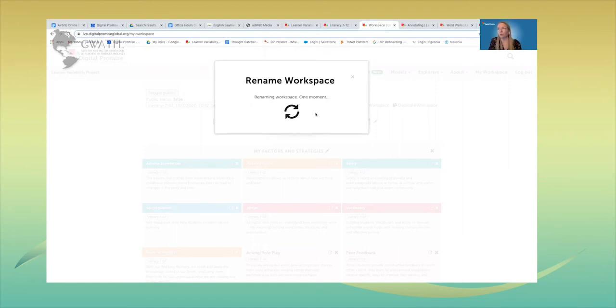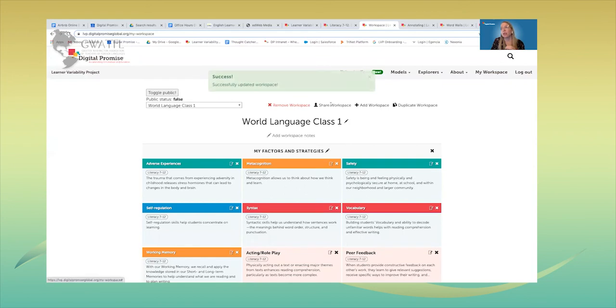So if you want to create different workspaces for different periods or different groups, you can label them to keep track. And you can also share this workspace.